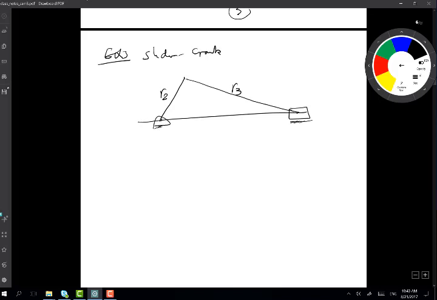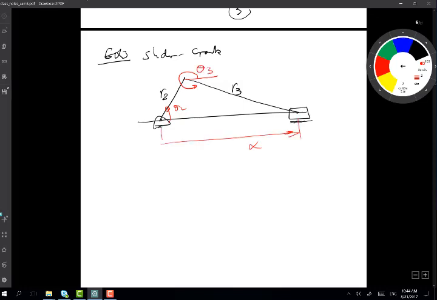So now if you remember, this was theta 2, my angle theta 2, my angle theta 3 was here, and this was the distance x, if you like. You can call it xb if you like, no problem. And then remember the equations.